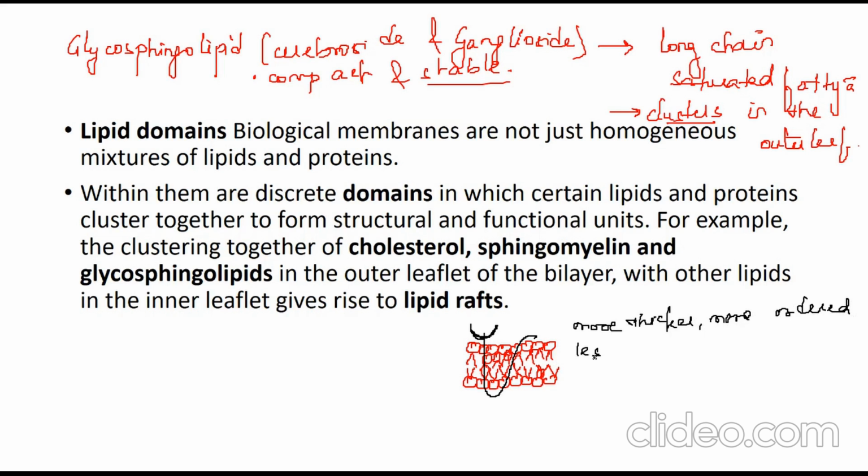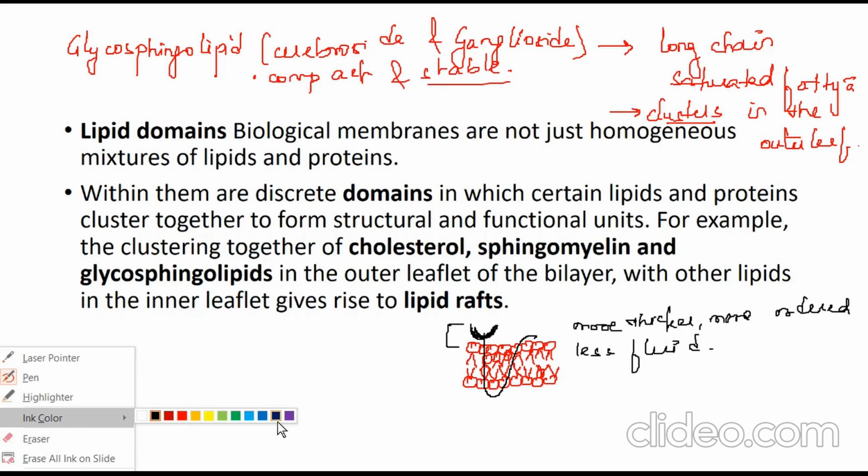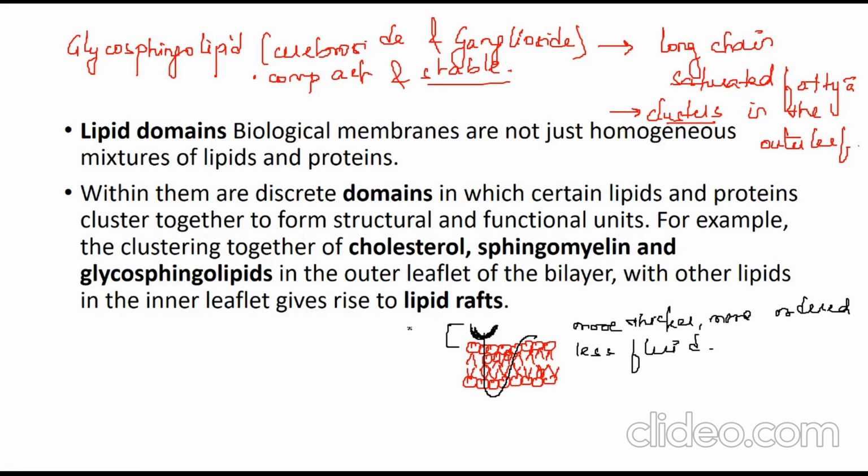So when it is more ordered, it is less fluid than its neighboring microdomains. Okay, this region where the receptor is present, where there is a cluster formation, is thicker than its neighboring phospholipids. Now this whole structure in a phospholipid bilayer is known as lipid raft.